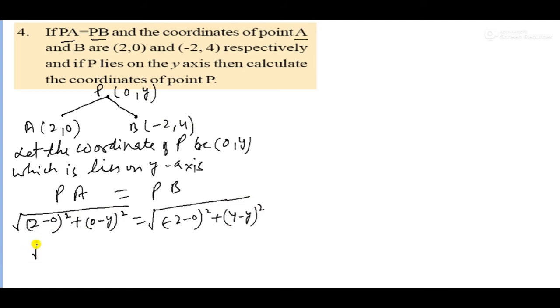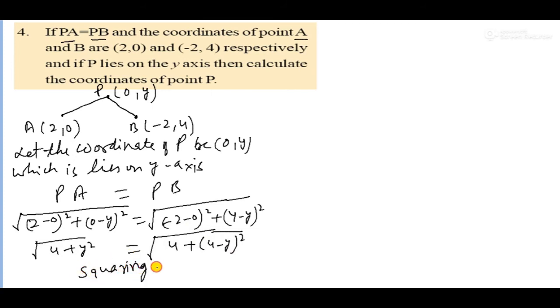So let the coordinate of P be 0, y, which lies on y-axis. At y-axis there is x equal to 0. So you have to write this one. Now come to the formula, PA is equal to PB. So PA is equal to PB.